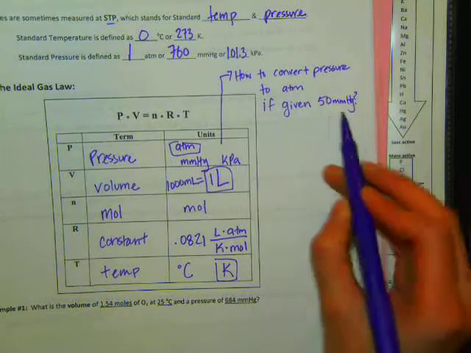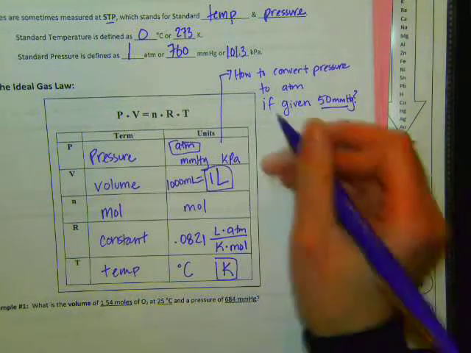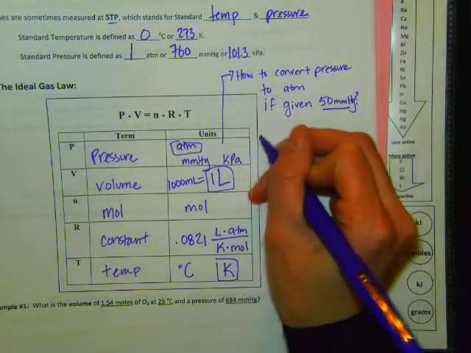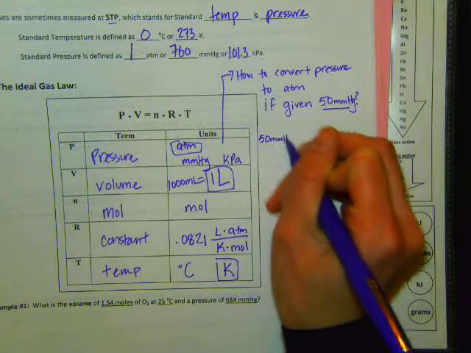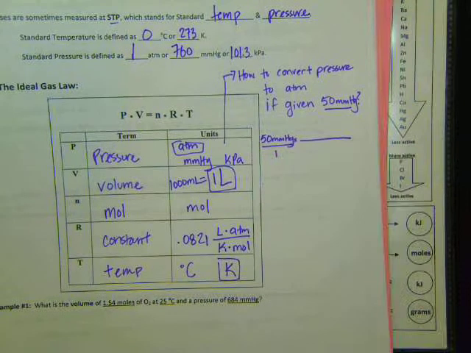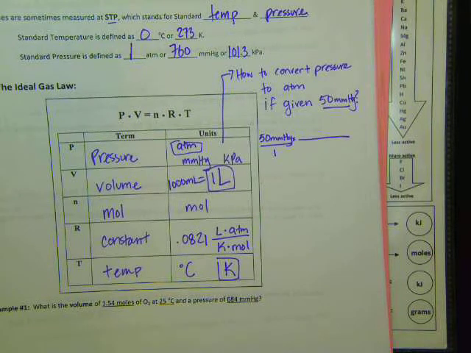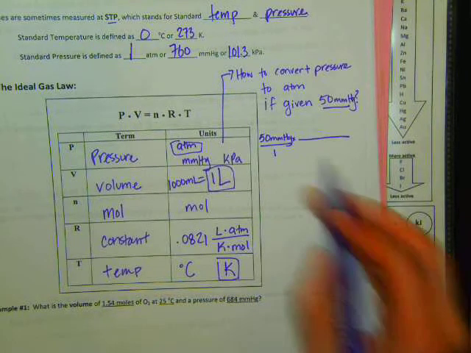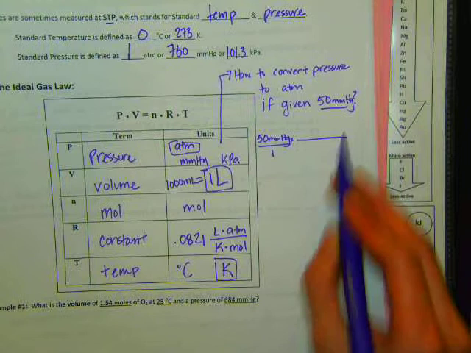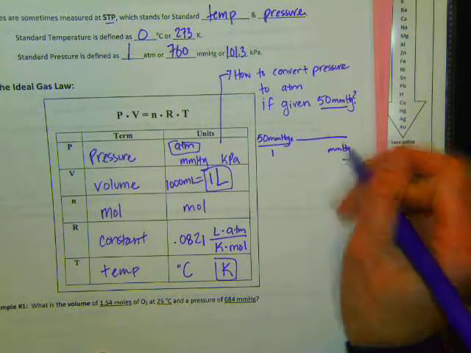If you're given 50 mmHg, what you do is you start with what you're given, right? So 50 mmHg. And remember, we can't be in that unit, so I start by putting it over 1. We have to go to atmospheres. Just like Celsius, we have to go to Kelvin. Just like mmHg, we have to go to atmospheres. So what do I have to do to get rid of mmHg? Top or bottom? Bottom, beautiful. And then my atmospheres goes on top.